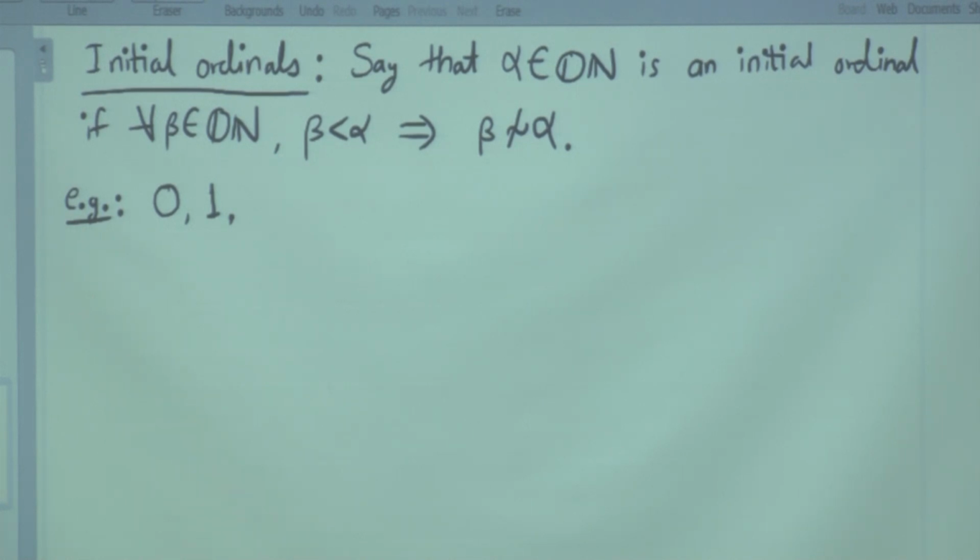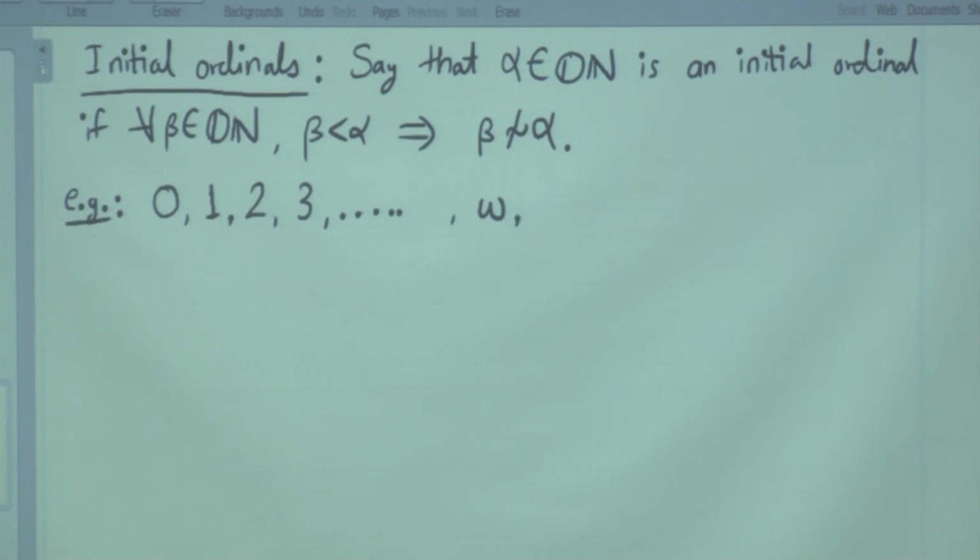Does there exist a bijection between 0 and 1? No. A bijection exists between two finite numbers if and only if they are the same. Yes, pigeonhole principle. So 2, 3, all of them. What about omega? Does there exist a bijection between something strictly smaller than omega and omega itself? Something strictly smaller is finite, a natural number, and omega is infinite, so no.